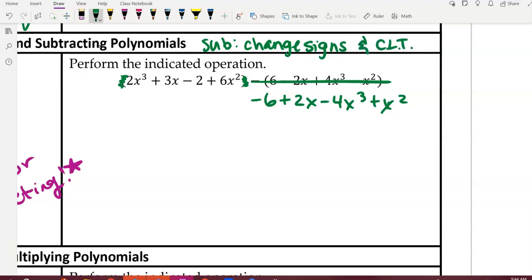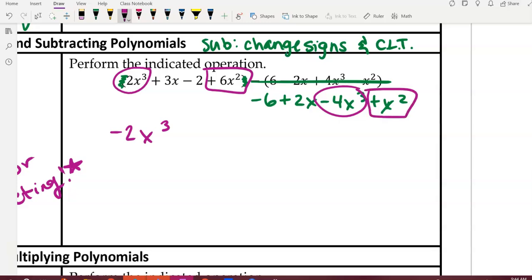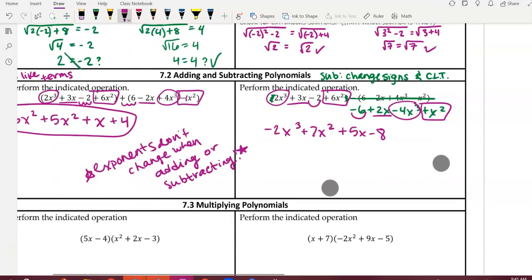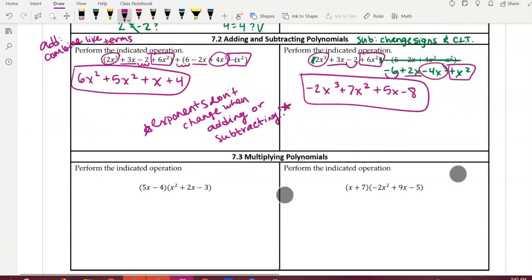and combine like terms. So combining our like terms, we have a cube here and a cube here. We've got a different color. Cube here, so that's 2 minus 4. That's a negative 2x cubed. Next we have 6x squared plus 1x squared. That's a 7x squared. Then we have 3 plus 2 for a 5x. And a negative 2 minus 6 for a negative 8. And there's our final answer. Next section.